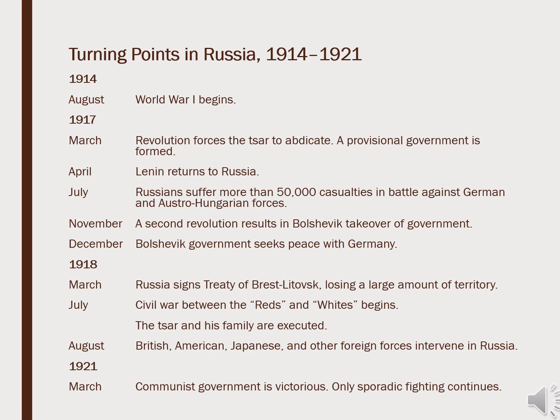Then in August, the British, the American, the Japanese, and other foreign forces begin to intervene in Russia, which we mentioned before, and how that kind of helps the communists. By March of 1921, the communist government has won. The Whites become basically bandits on the fringes of society. Those guys will last for over a decade, running around out in the backside of beyond, typically out in Siberia, well away from the big population centers. And so the communists, by March of 1921, have won their civil war and are basically in complete charge of Russia.